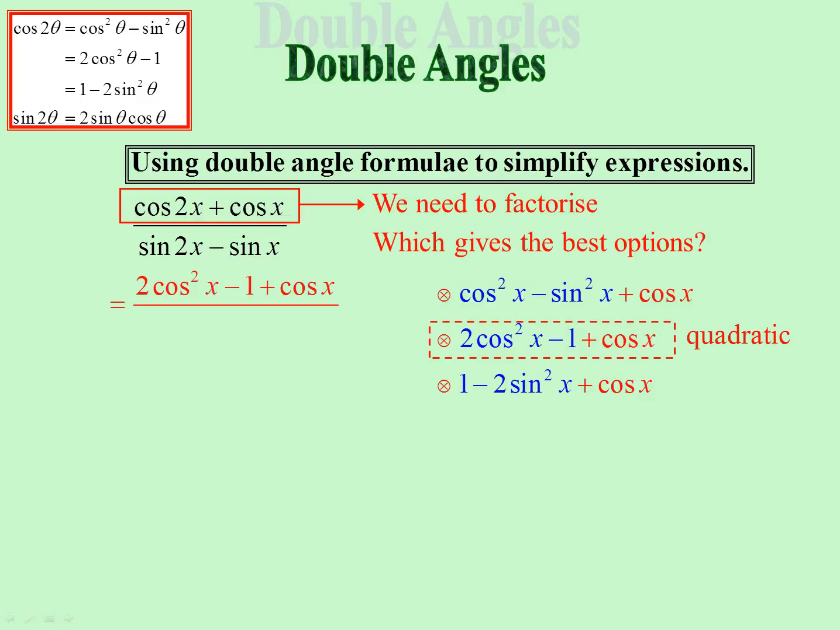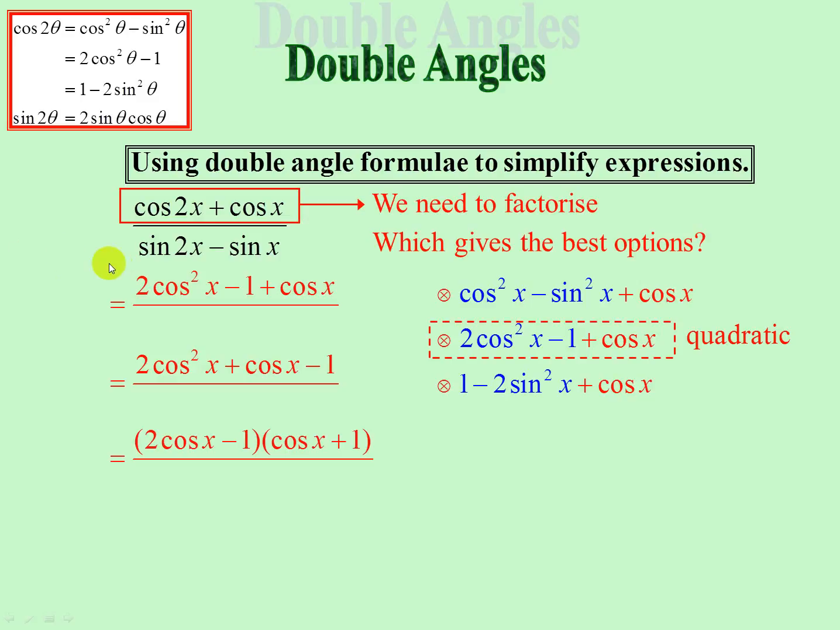There we are. We've slotted in cos 2x. We've slotted in 2 cos squared x minus 1. Which in fact, if I reorder it, is a useful quadratic equation, cos squared, cos, constant. And it factorizes into 2 brackets. Let's hope your quadratics are up to scratch.